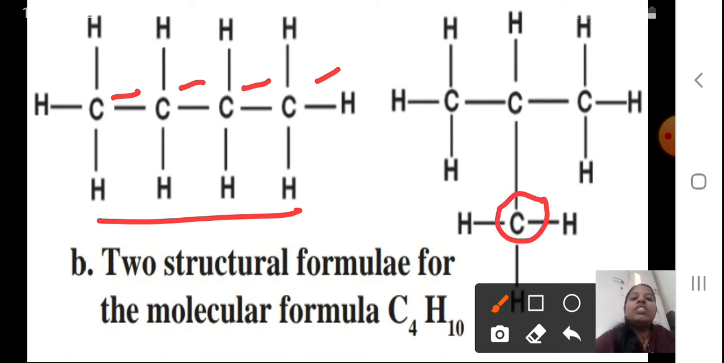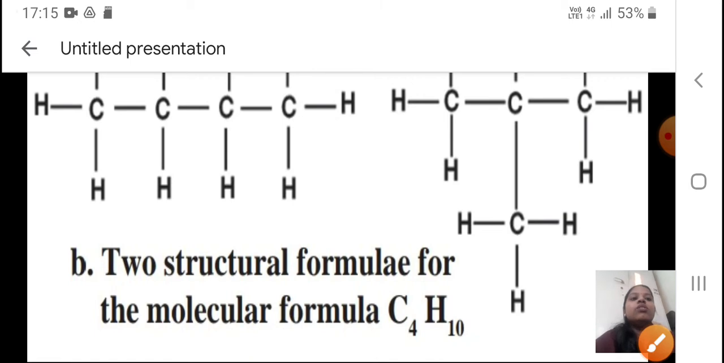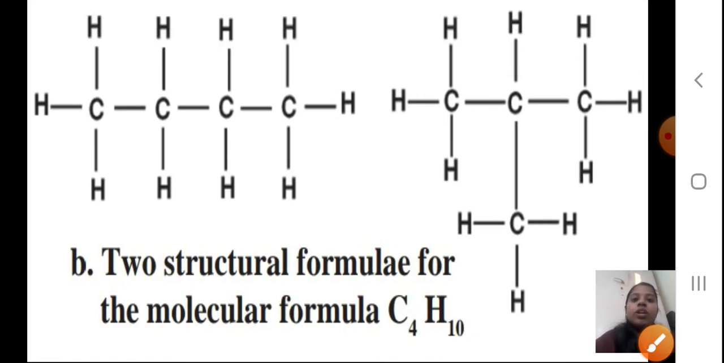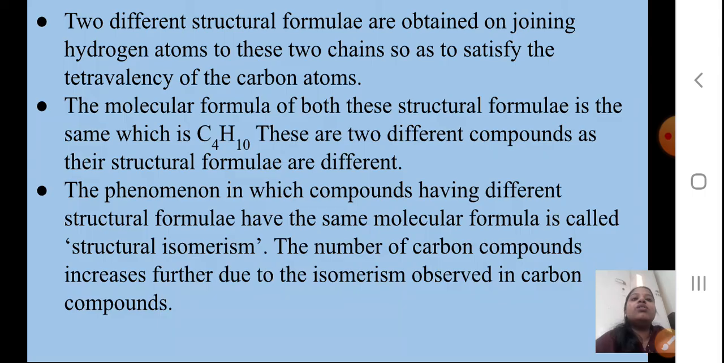Okay, out of this straight chain, I have shown this one carbon separately. So you can get it in this way also, I can show the structure. Both are right. So 2 different structural formulas are obtained on joining hydrogen atoms to these 2 chains so as to satisfy the tetravalency of the carbon atoms.